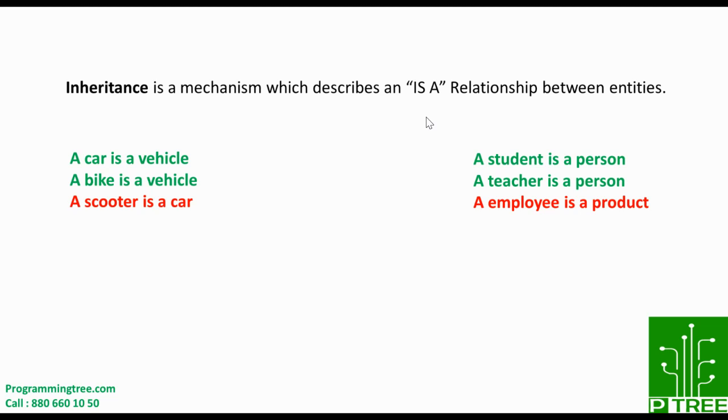Now let's try to read this. An employee is a product. Obviously not. So that is why inheritance is a mechanism which describes an "is a" relationship between entities. So stay tuned for understanding inheritance in more depth.